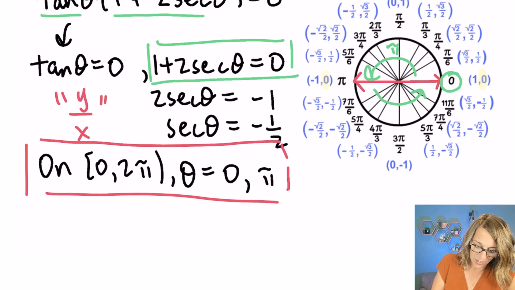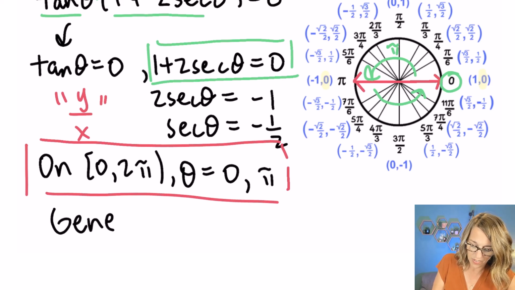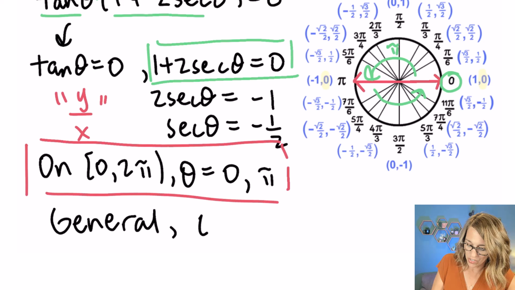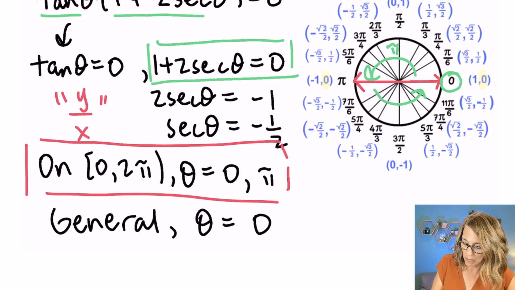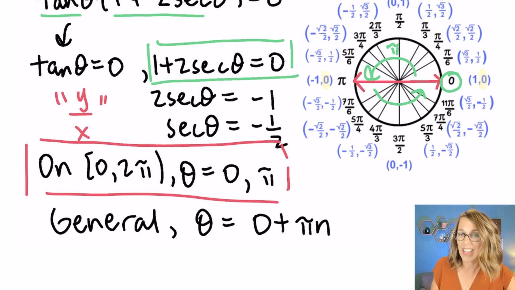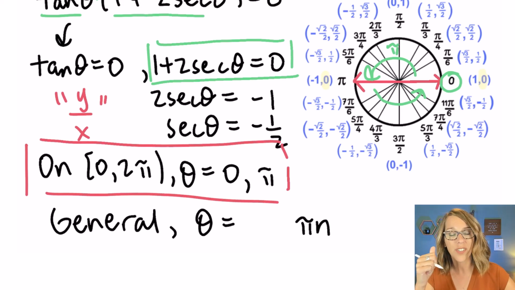So my general solution, and I'm going to simplify it even more than that. My general solution, I could write 0 plus pi n, but that 0 is really not needed. So I can go ahead and get rid of the 0, and that general solution is just pi n.